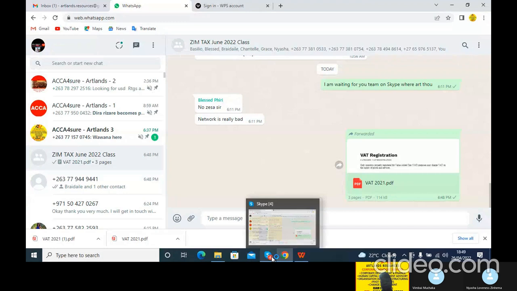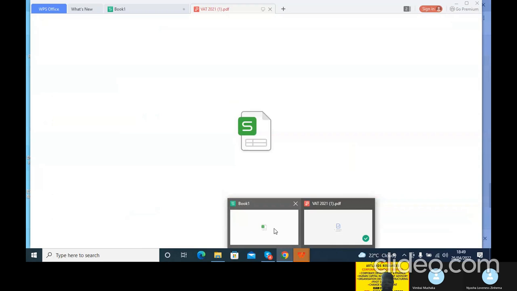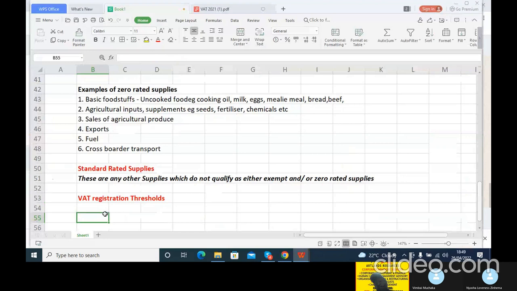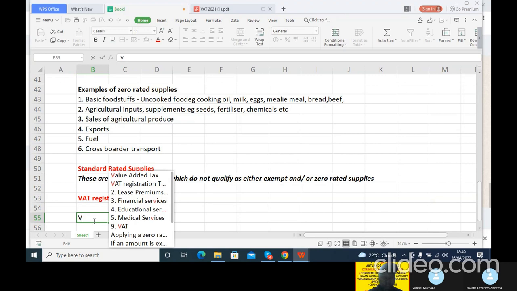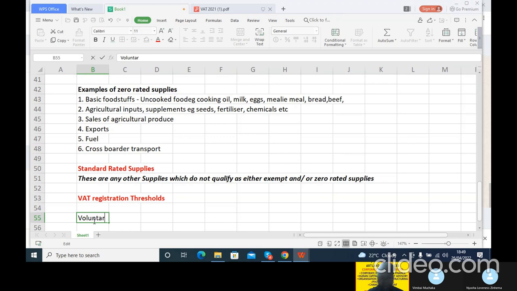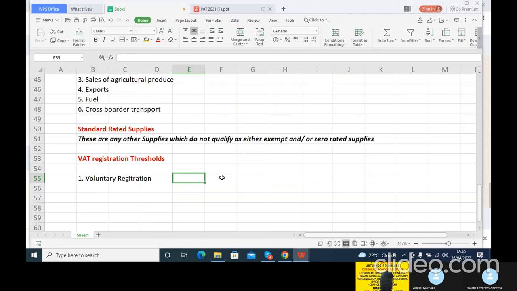So my discussion item with you is VAT registration thresholds. There are various categories of registration thresholds that we have. If you are just starting a business, there is what is called voluntary registration. By voluntary registration, what we are simply saying is you choose to register voluntarily, without anything.